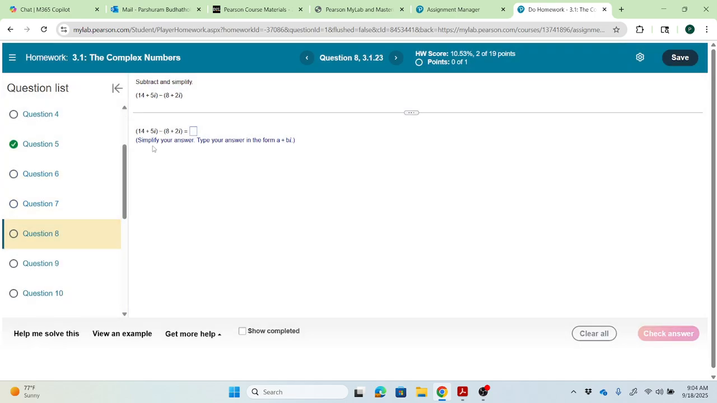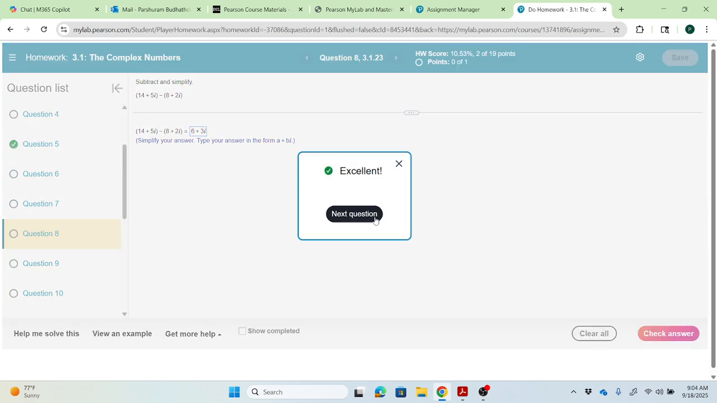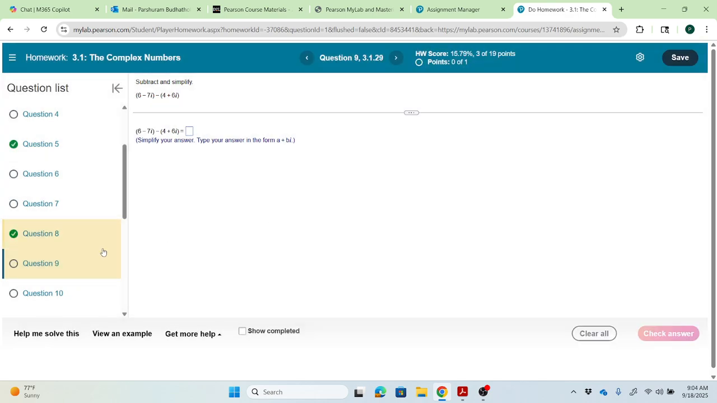Let's subtract one complex number from another. You do the subtraction between the real parts, so 14 minus 8 is 6, and 5i minus 2i is +3i. So you have to do the simplification between the real part and the imaginary part separately.